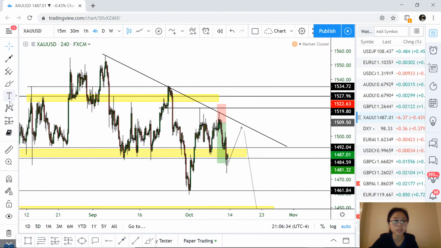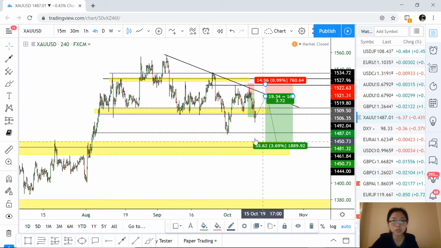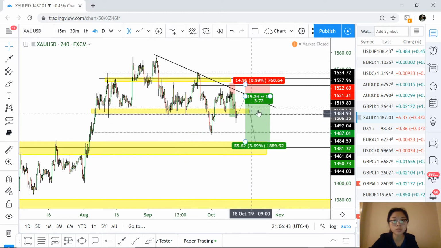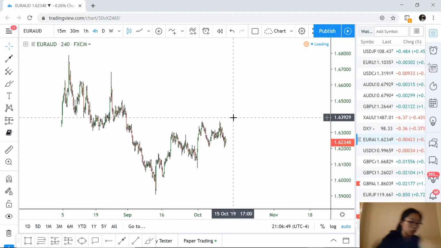Something like this right here. So we have another short coming, but the long term, or this week, long next week, something like that, would be the outlook for gold.